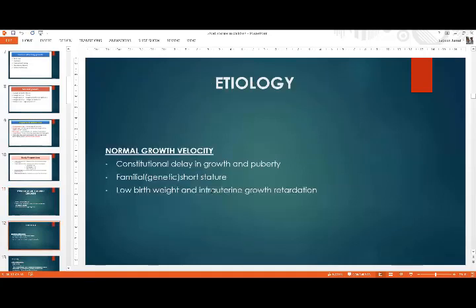Normal growth velocity short stature children are found in three major types: constitutional delay in growth and puberty, familial short stature, and low birth weight and intrauterine growth retardation. That means these children are small, but their rate of growth is normal.